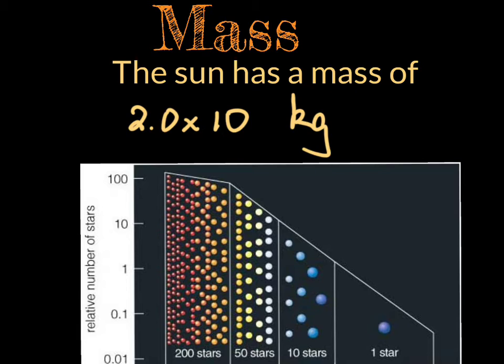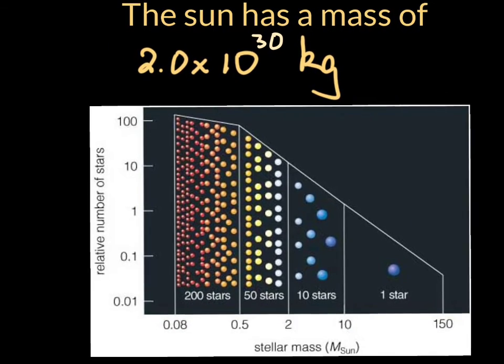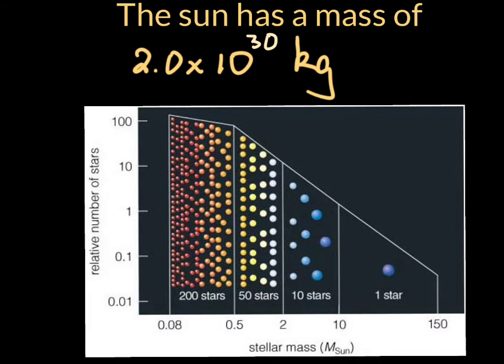Well, if you said that the sun was 2.0 by 10 to the 30, that's 30 zeros in kilograms, then you'd be absolutely right. Now, another question might be, how do we even know the sun is that heavy? I mean, clearly we can't put it on a mass balance or anything. And that's maybe something for you to research or find out yourself, doing a bit of independent learning.